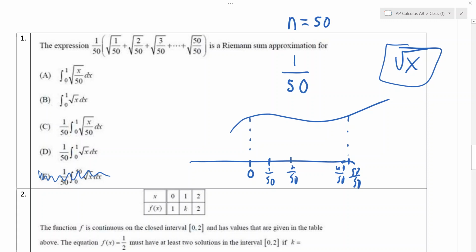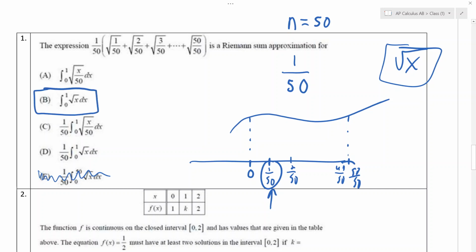Okay? What kind of Riemann sum are they doing? If my first one takes the height at 1 over 50, that's a right-hand sum. Cool. Of what function? What are they doing to these x values? Just take a square root. It's just root x. It's not root x over 50. If it was root x over 50, I'd have to take these x values and divide them by 50. That make sense? What's the answer to this? It's B.